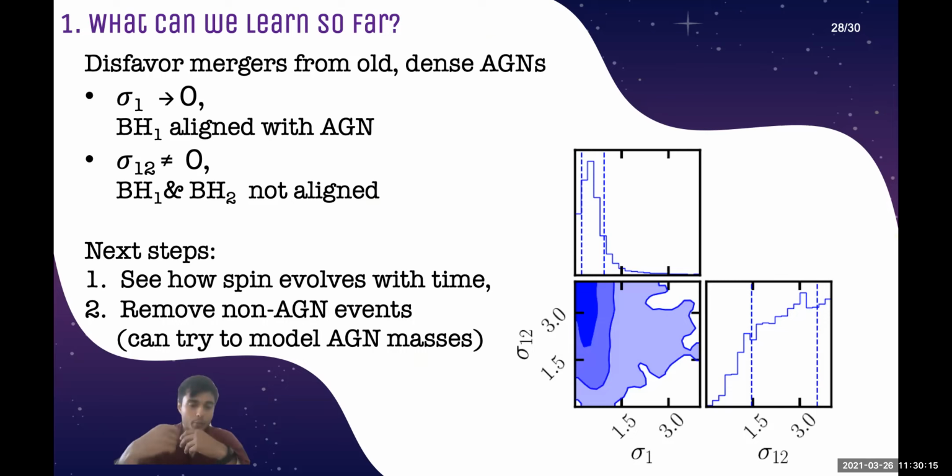There are some next steps that we'd like to do. Currently our model has some assumptions that do not allow the spin to evolve with time. We're fixing the black hole spins, but this is something that we're working on trying to improve. We would also like to remove events that would more likely not come from an AGN disk, like the lower mass events.